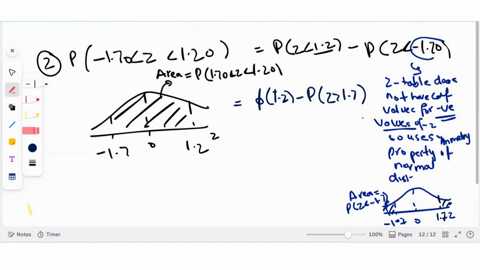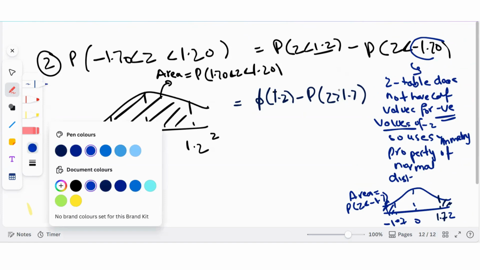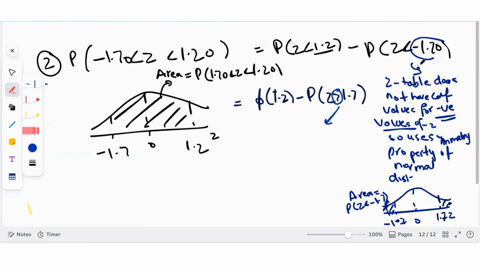But the issue is still not resolved yet. We said the first step is to ensure that you only have positive values of Z. Over here we had a negative value of Z, so we used the symmetry property and got a positive value of Z. But there's another issue now: we have a greater than. Once you only have positive values of Z, you make sure it's in the form of only the CDF of Z. Here it's not, so we're going to use the complement.